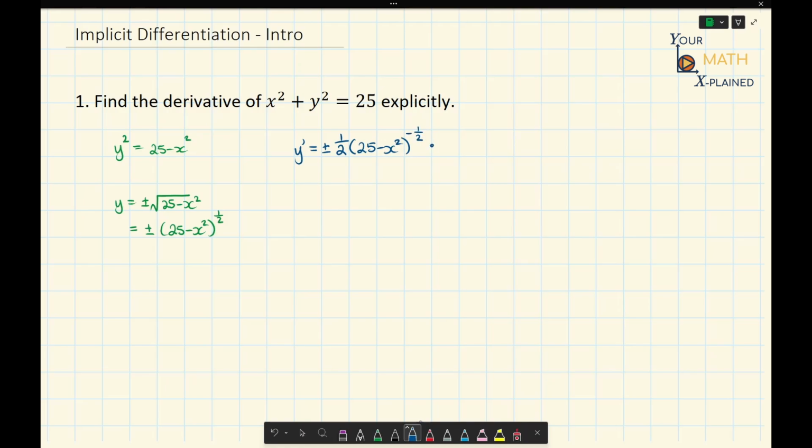And now we need to multiply this by the derivative of our inside function. So the derivative of 25 minus x squared is negative 2x, which means y prime is equal to plus or minus negative 2x over 2 times the square root of 25 minus x squared. And then simplifying this a little bit, we end up with negative or positive x over the square root of 25 minus x squared. And this is where we would usually stop.